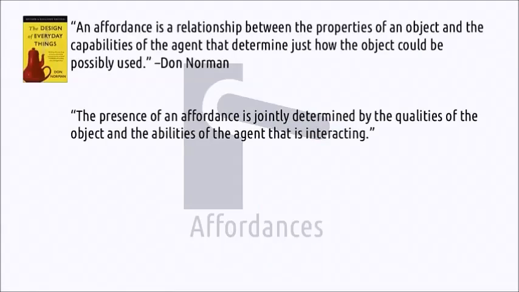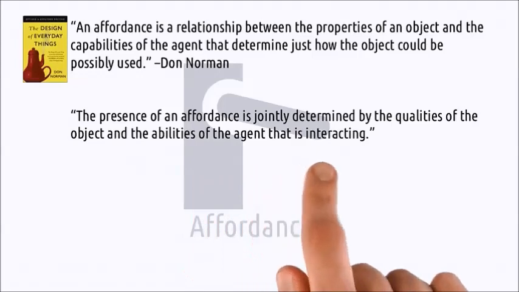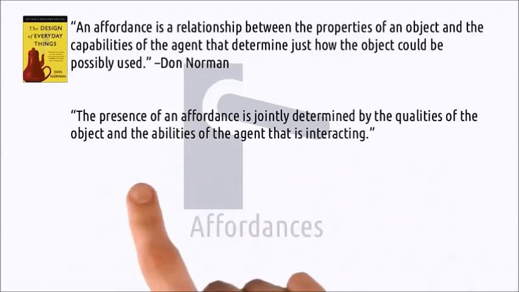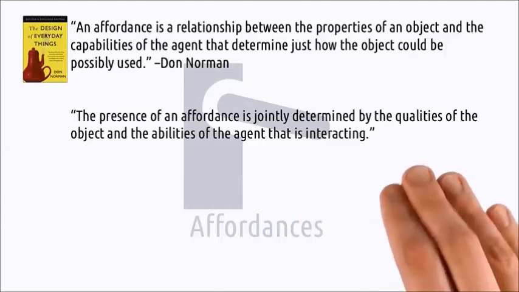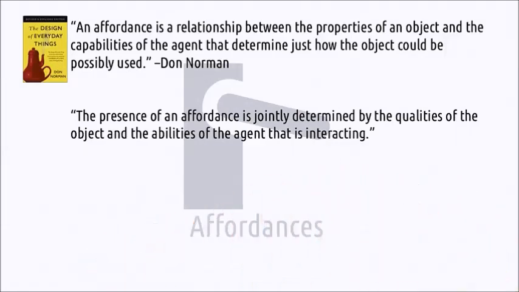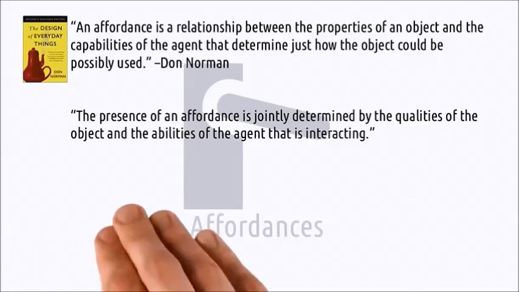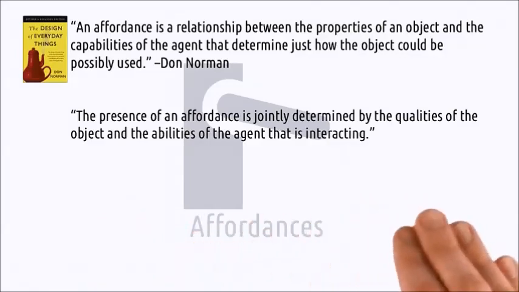Norman goes on to say that the presence of an affordance is jointly determined by the qualities of the object and the abilities of the agent that is interacting. In other words, an affordance for one person isn't an affordance for everyone. If you didn't grow up around door handles, then maybe that door handle doesn't have an affordance for you the way it would for someone who grew up around that. Our affordances are defined by who the user is.